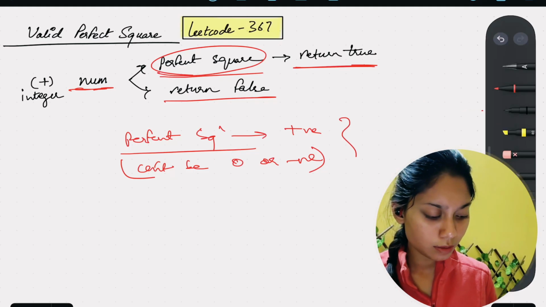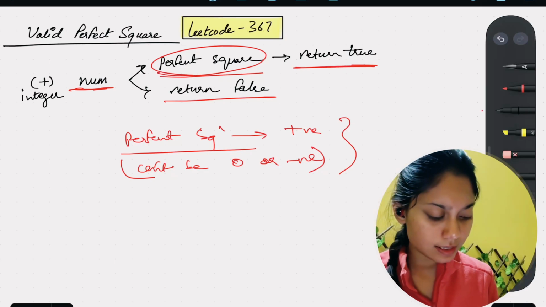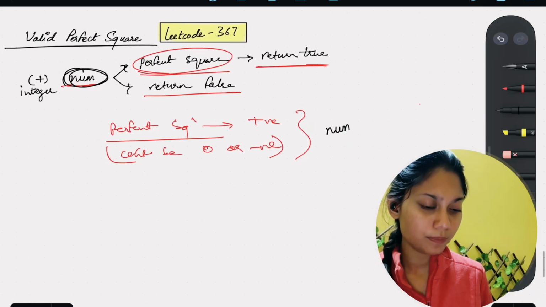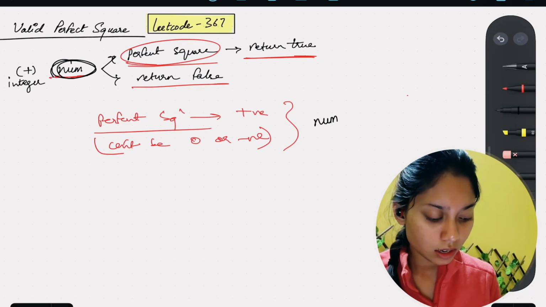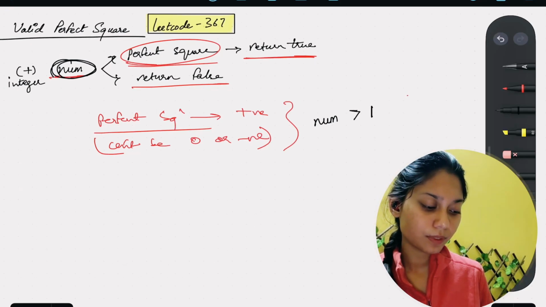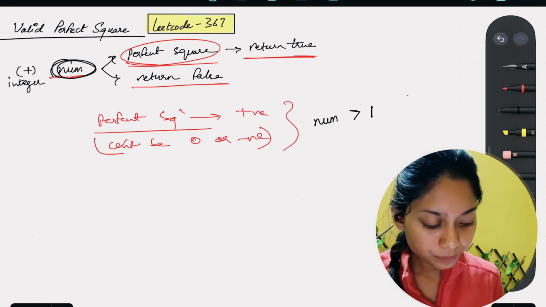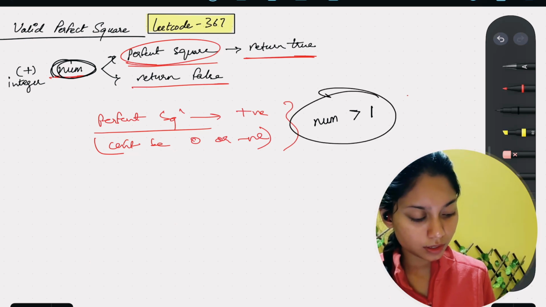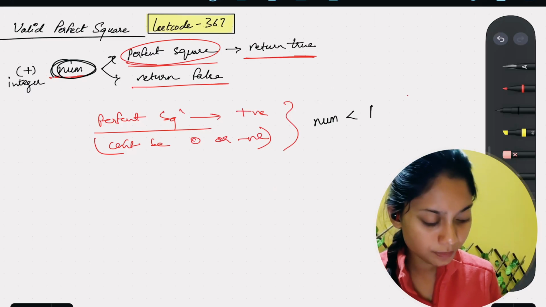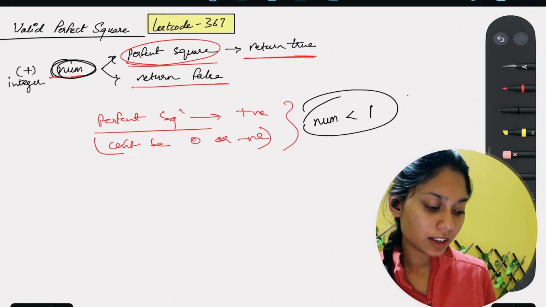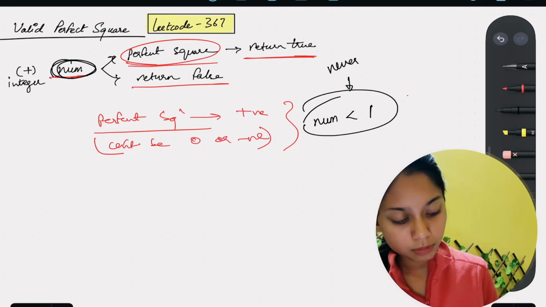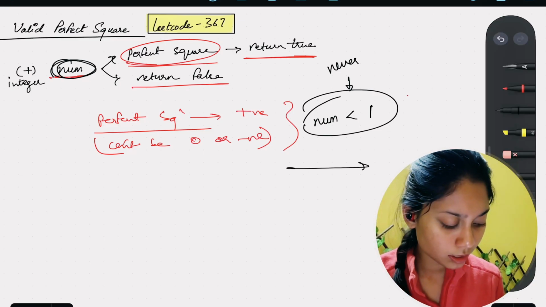For that matter, we can summarize this and write that num, which is given here as our perfect square number that we have to check, if it is, then num should always be greater than or equal to 1. It can never be less than 1. It has to always be in the positive direction.